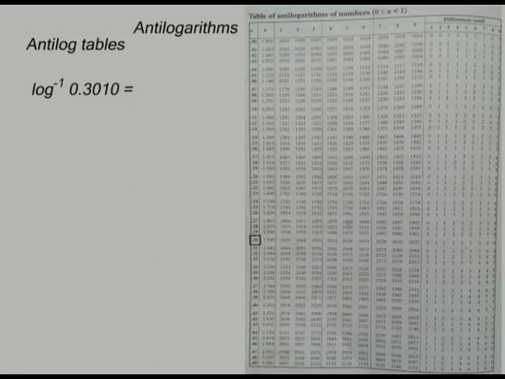For instance, the antilog of 0.3010. We go to the antilogarithm tables. We locate 0.3 in the x column, then go to the column of 1. They coincide here and the number is 2.000.